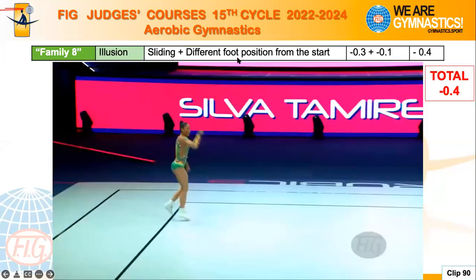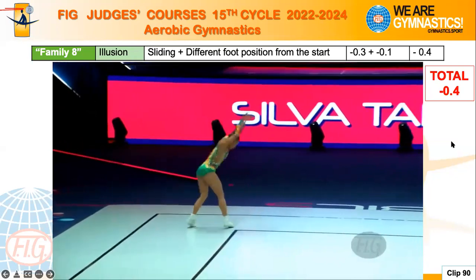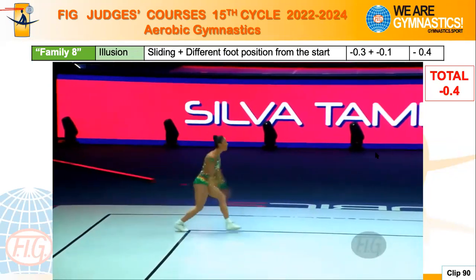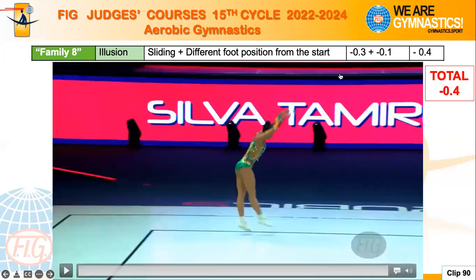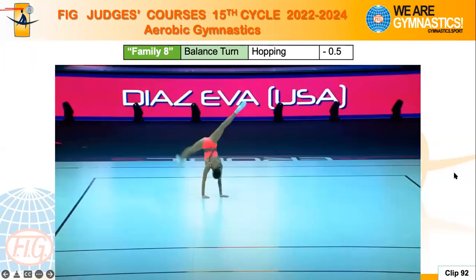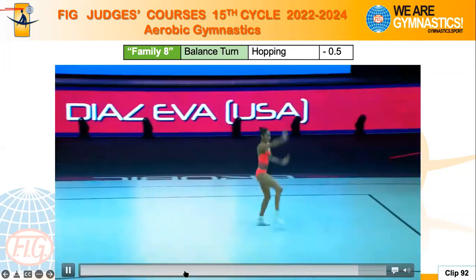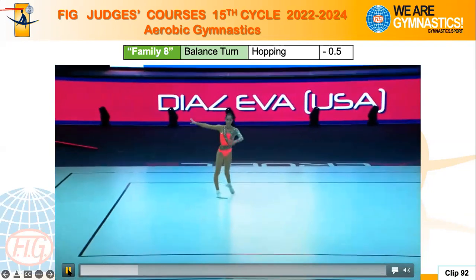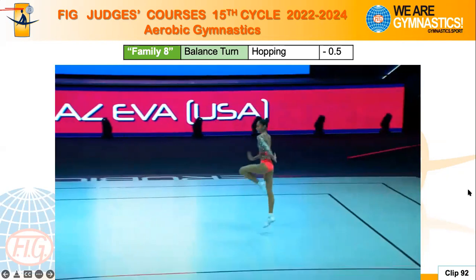Illusion, sliding and different foot position from the start. Okay. But it's minor how she landed. We said both feet together, so sliding and different, so medium and small. For balance turn, hopping. Okay, she hopped. I don't know if you can see it, but she hopped on the second turn. So it's hopping, so it's 0.5.